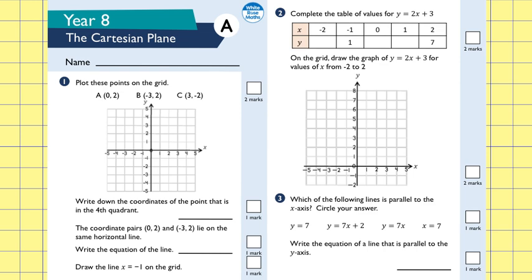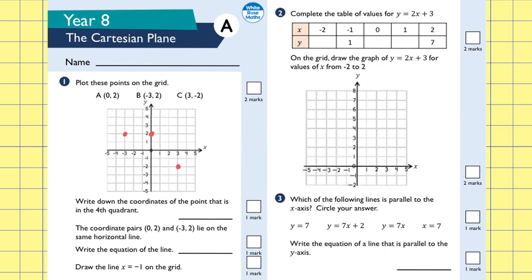When you're plotting points on a grid, the x coordinate always comes first. So 0, 2 would be there. -3, 2 would be there. And then 3, -2 would be there.